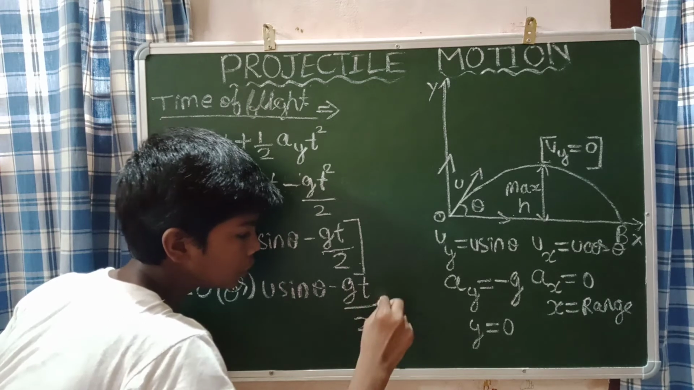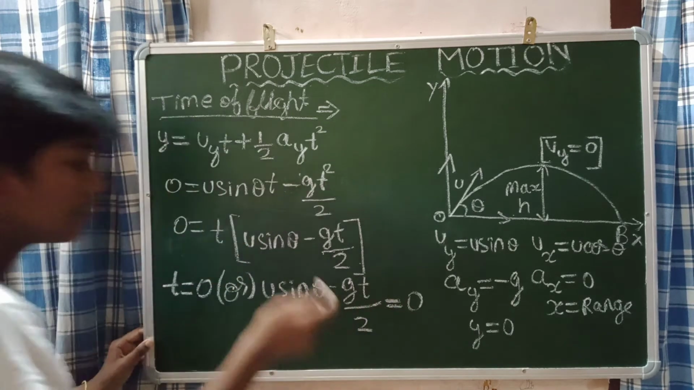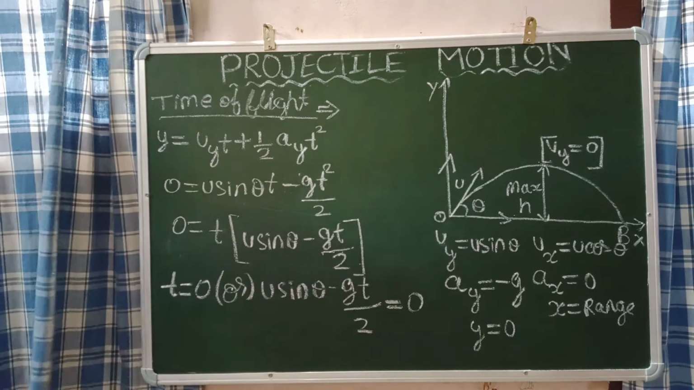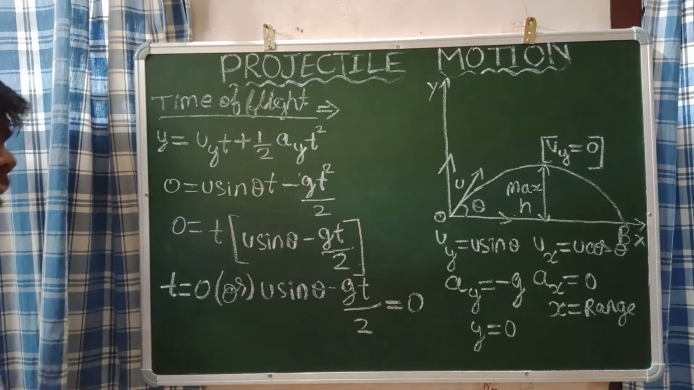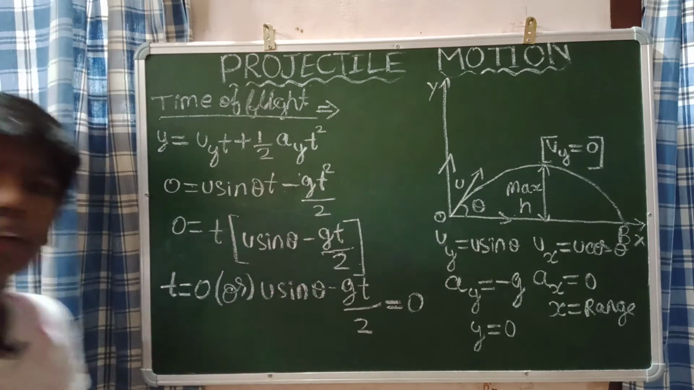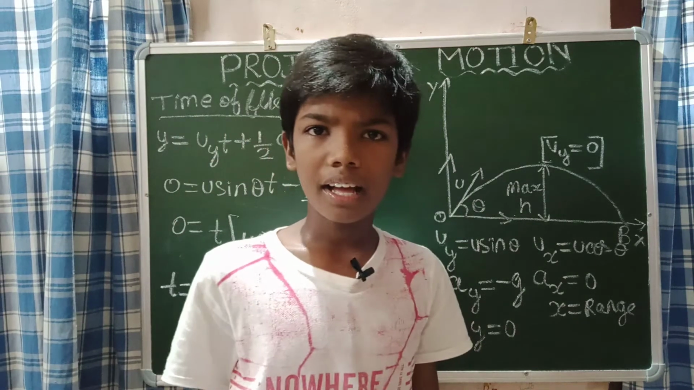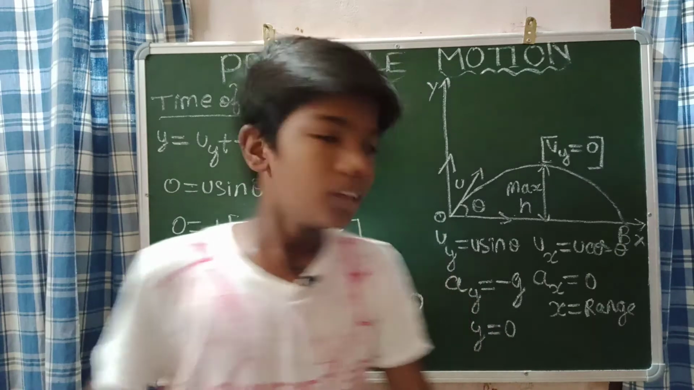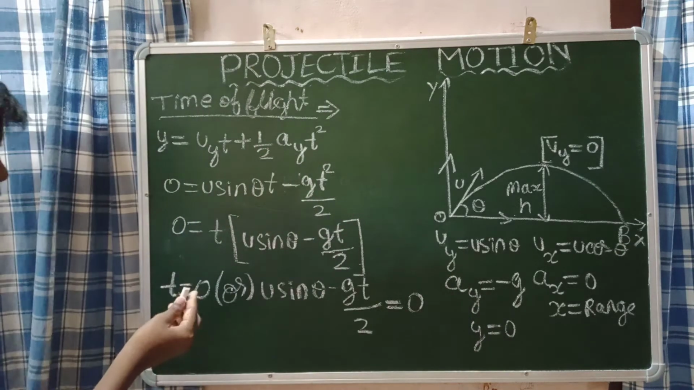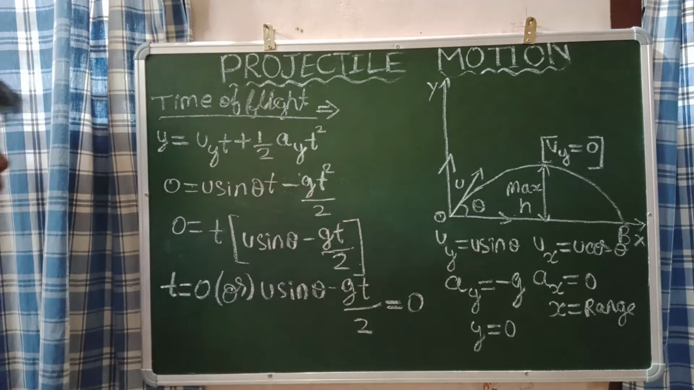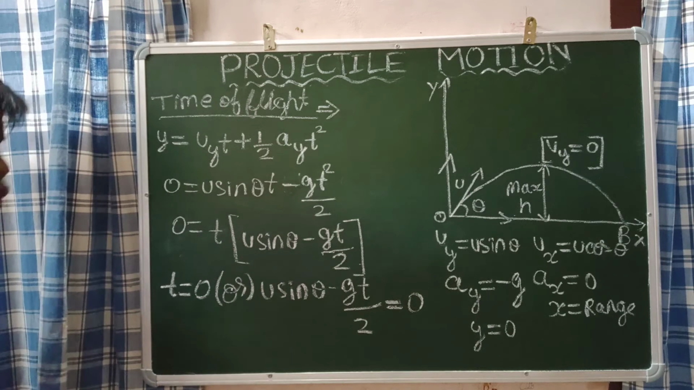These are the two solutions that we will be getting while evaluating this equation, because this is a quadratic equation guys. If this is a quadratic equation, you will be getting two solutions. That is a basic concept we all know. So we can say that t will be equal to 0 or u sin theta minus gt by 2 will be equal to 0.